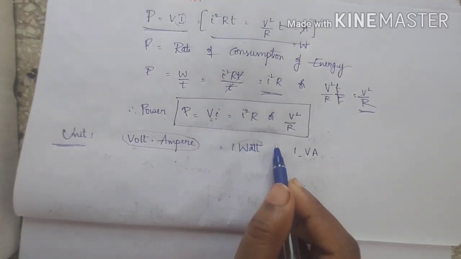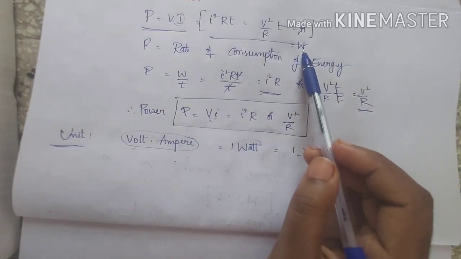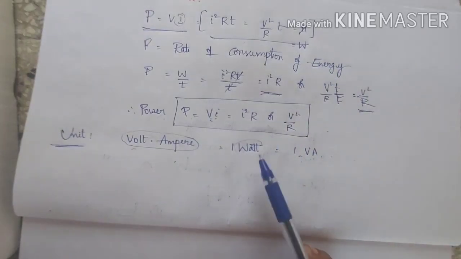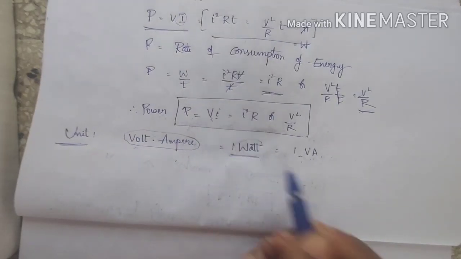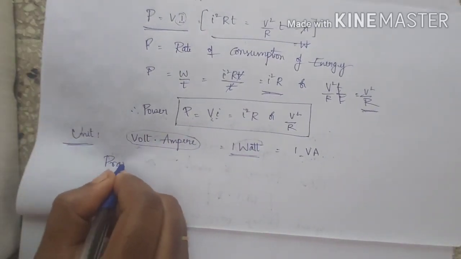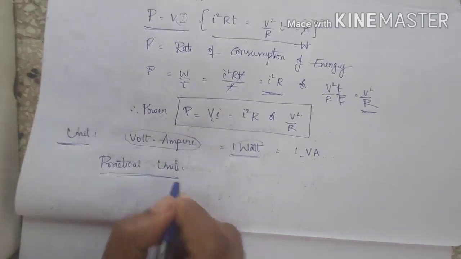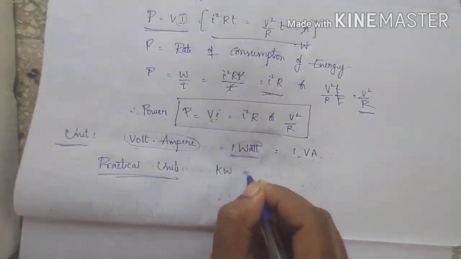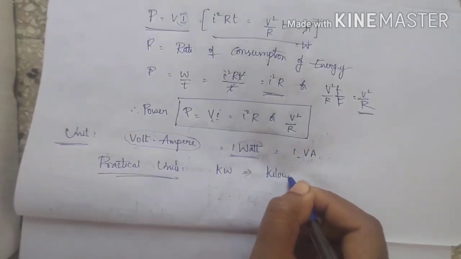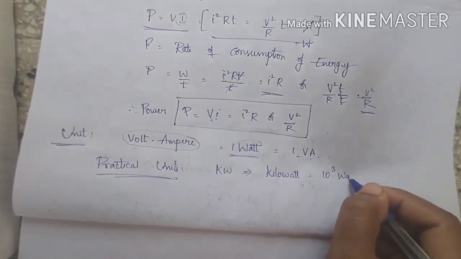You can also write this as energy per time. What is the energy here? Electrical energy. Joule per second is also watt. But since watt is a very small unit, we'll always go for the practical units. The practical unit for electrical power is kilowatt, which is 10 power 3, 1000 times a watt.